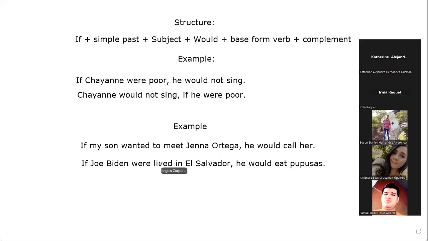You can say, if Joe Biden lived in El Salvador, or if Joe Biden were in El Salvador. You can also say this, right? All right, that is correct. But were is for a second conditional, yes, we're talking about second conditionals. But if it is a real situation, you use was. Okay, and you can also say, if Joe Biden lived in El Salvador, that is also correct. If I had more time, I would visit every country in the world. Very good, Raul. That is perfectly correct.